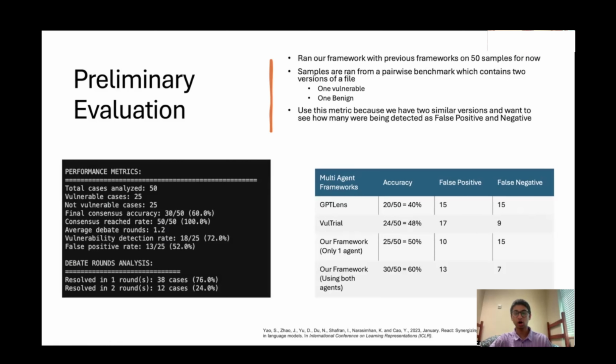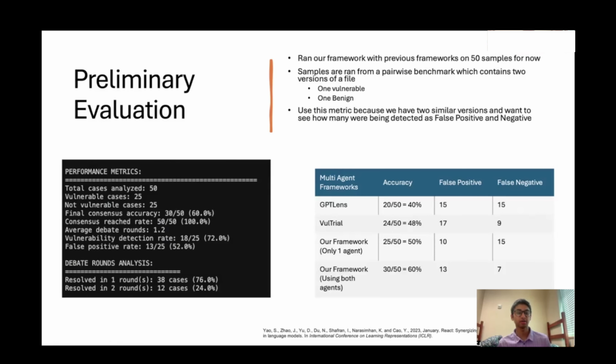You can see over here that GPT-Lens got 40% accuracy with 15 false positives and 15 false negatives. Voltrial got 48% with 17 false positives and 9 false negatives. Our framework with only one agent, when we only used the React agent, got 50% accuracy with 10 false positives and 15 false negatives. And when we used both agents, the React and the Critique agent, we got 60% accuracy with 13 false positives and 7 false negatives.